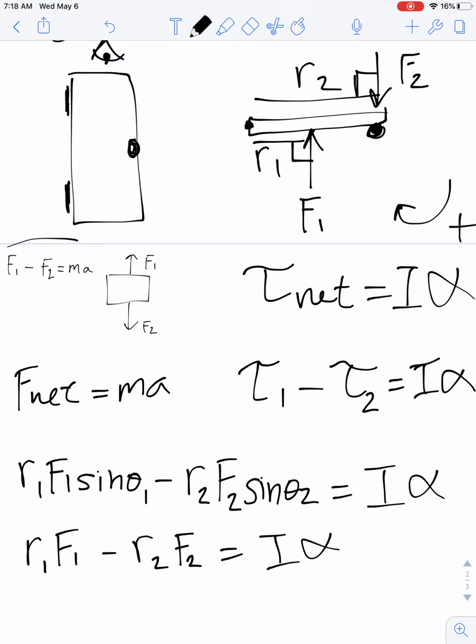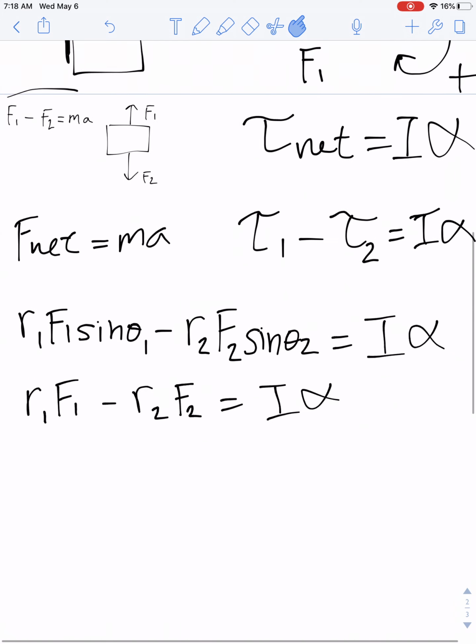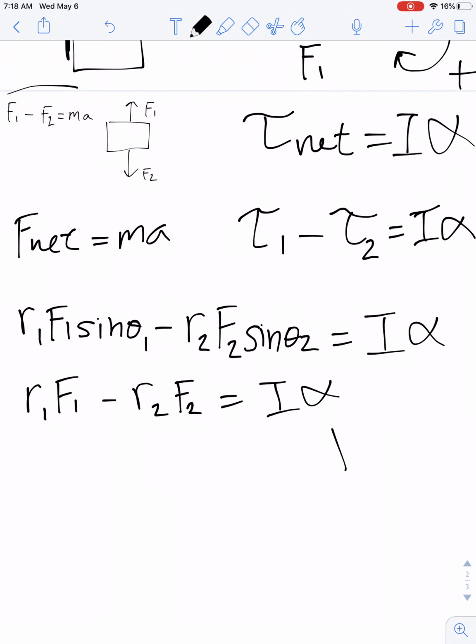Okay? And a lot of times in these problems, your goal is to try to find the angular acceleration of the door or the object. And that was the case with Newton's laws, if you remember. A lot of times what you would do is you would find the acceleration of the box as it's being pushed or something like that, right? So we're doing the same thing here. We're trying to find the angular acceleration.